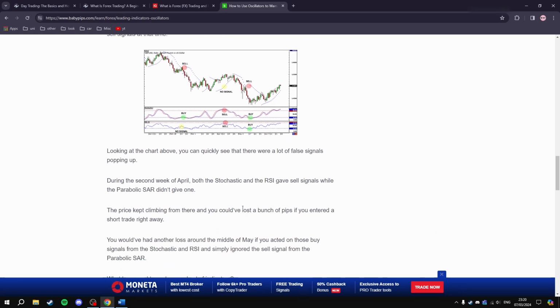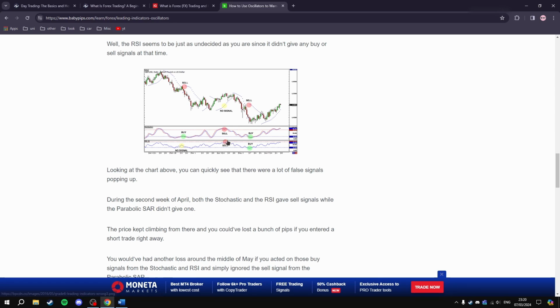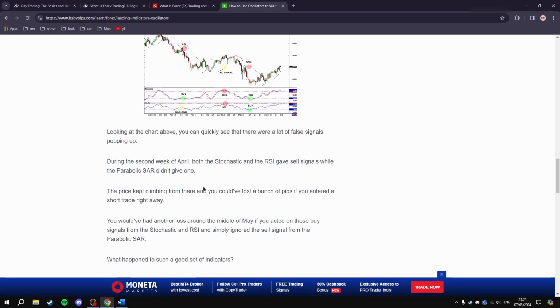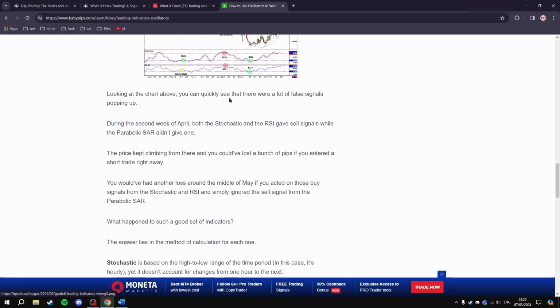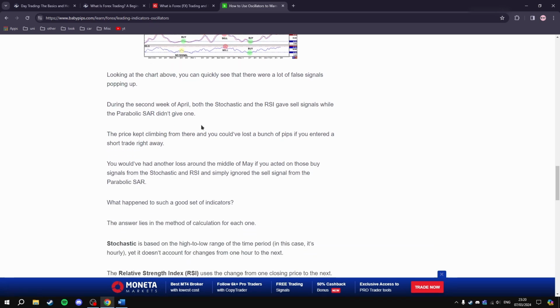During the 2nd week of April, both the stochastic and the RSI gave sell signals, while the parabolic SAR didn't give one. The price kept climbing from there. You could have lost a bunch of pips if you entered a short trade right away. You would have had another loss around the middle of May if you acted on those buy signals from the stochastic and RSI and simply ignored the sell signal from the parabolic SAR. What happened to such a good set of indicators?